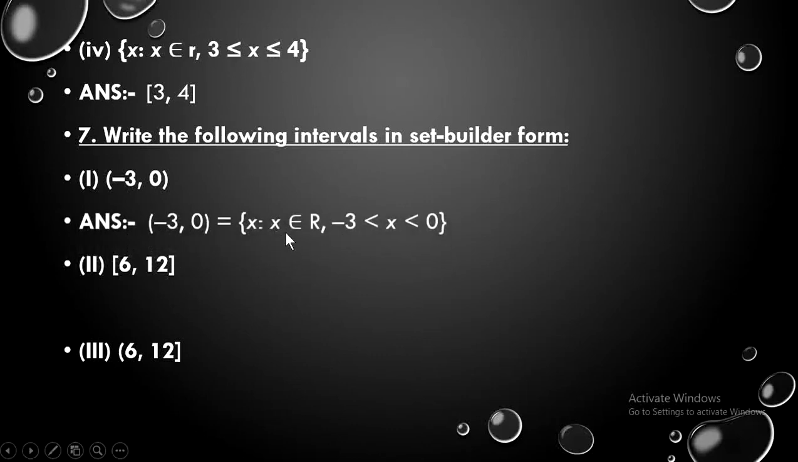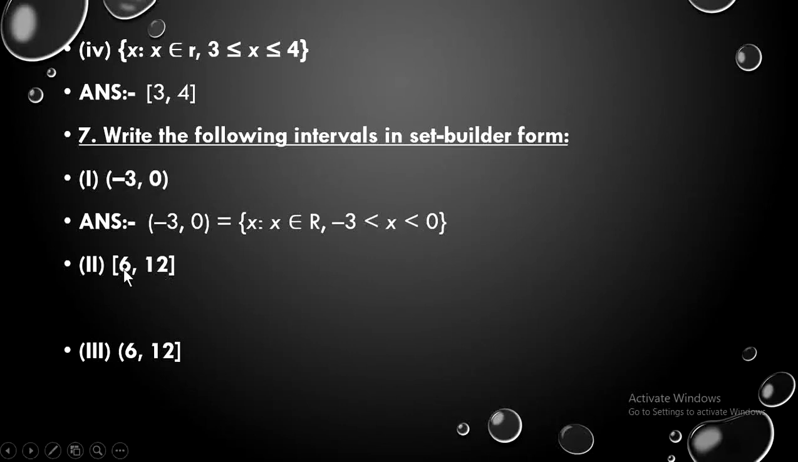So first you need to write the common thing: x is such that x belongs to rational numbers. This statement will be given everywhere. Then you need to give a comma and write the condition. Over here, x will be greater than -3 and less than 0. Also, since these are open intervals, there will be no equal to symbol because it will not include these two elements.